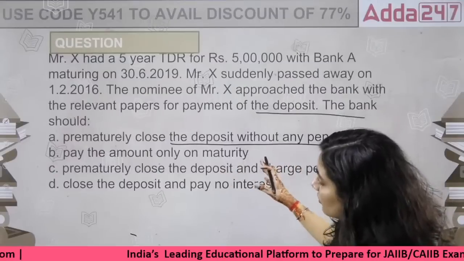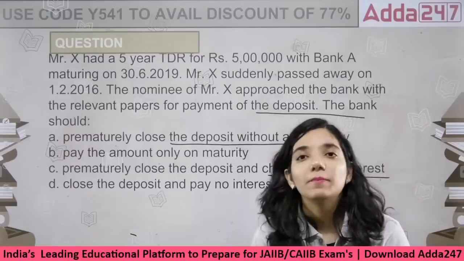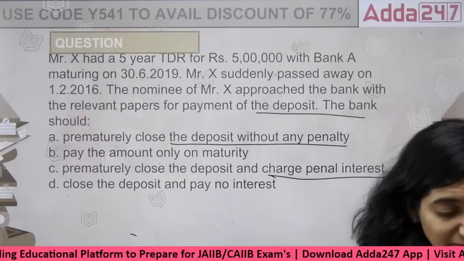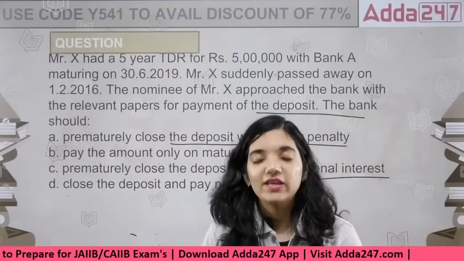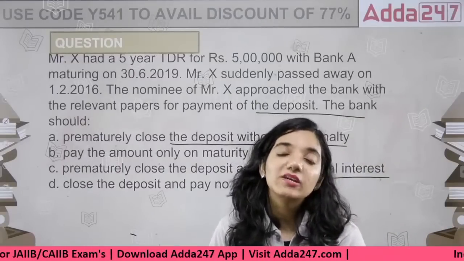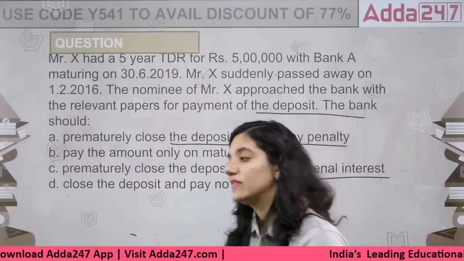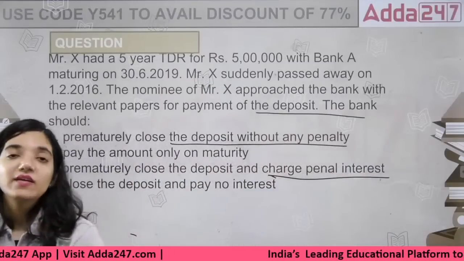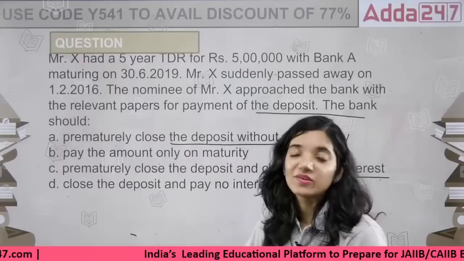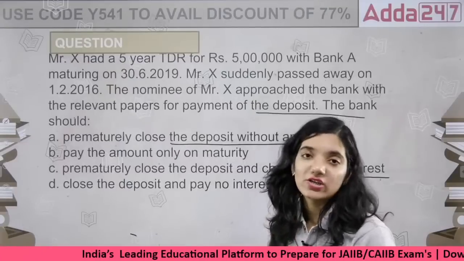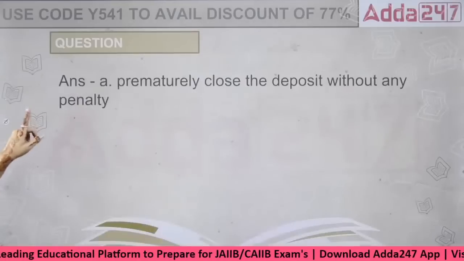Then pay the amount only on maturity, prematurely close the deposits and charge the penalty, and then close the deposit and pay no interest. This person is not basically getting all that FD or the time deposits back because he is himself taking out that money. The problem is the person is no more, and these assets are now being taken up by their executors or their legal heirs. So in this case, it is correct that prematurely we'll have to close those accounts because the person is no more, and we will not charge any interest for that. Penal interest will not be there. There's no penalty. So the correct answer is A.